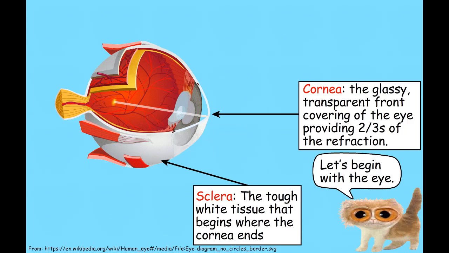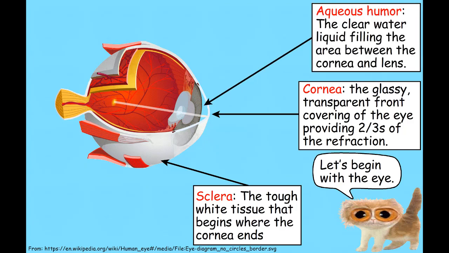On the outside of our eye, abutting the cornea, is the sclera, the tough white tissue that begins where that cornea ends and creates the envelope that is the eye. Between the cornea and the lens, we have what's called the aqueous humor, the clear watery liquid filling the area between that cornea and our lens.